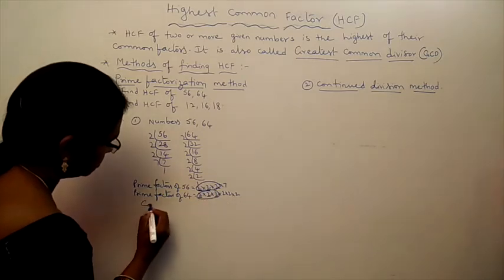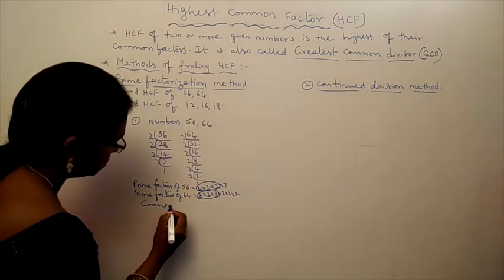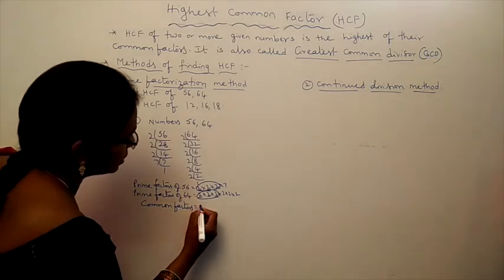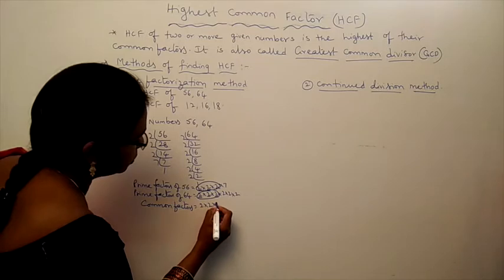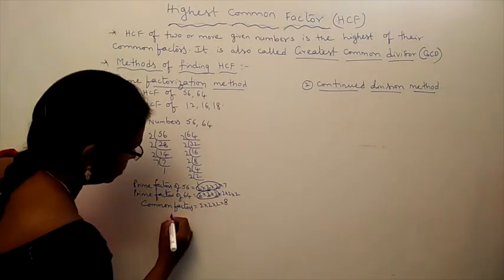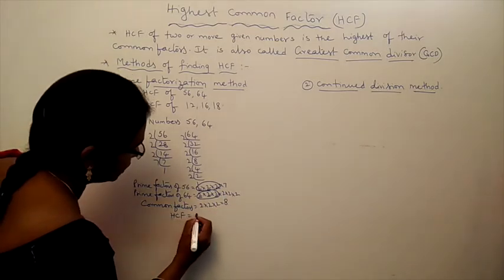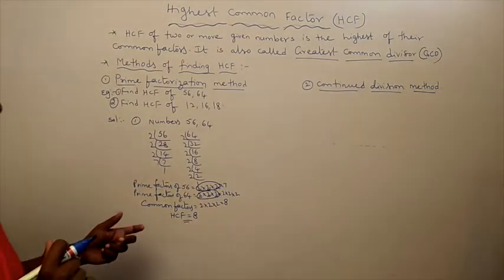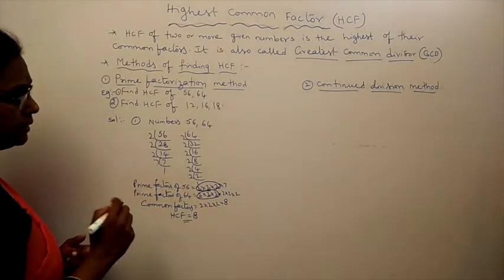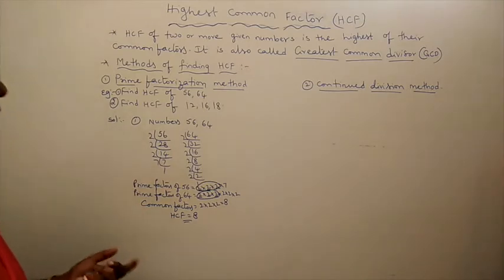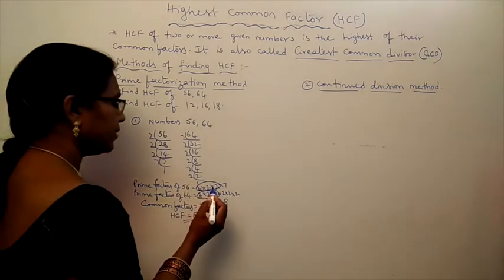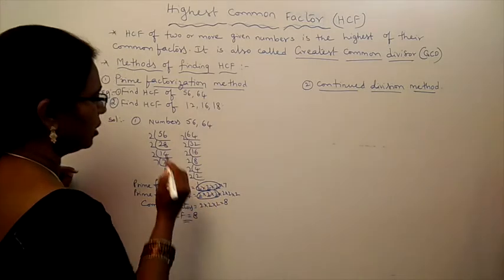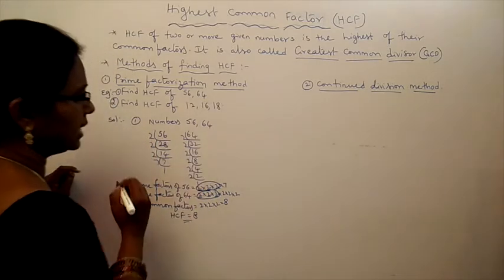Now, common factors: 2 into 2 into 2 is equal to 8. Now, HCF is equal to 8. What is that? Highest of their common factors. Here, how many common factors are there? Three 2s are there. Then 2 into 2 into 2, 8. Then HCF of 56 and 64 is 8.